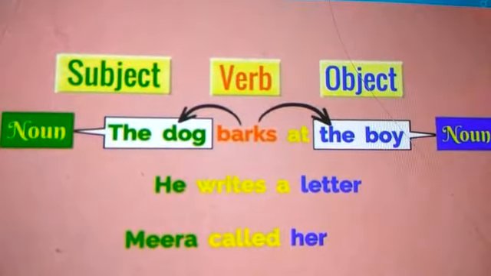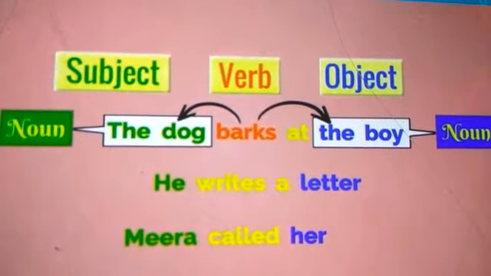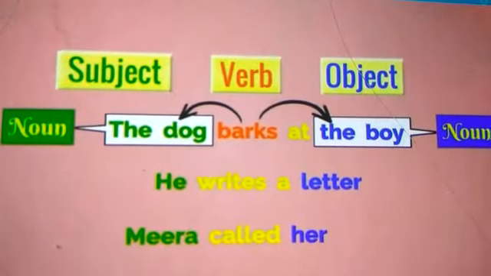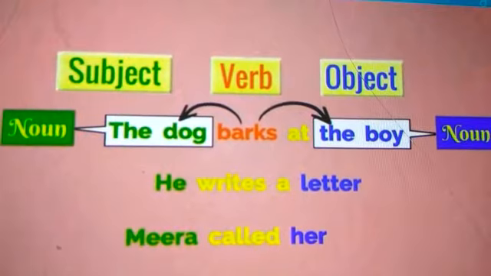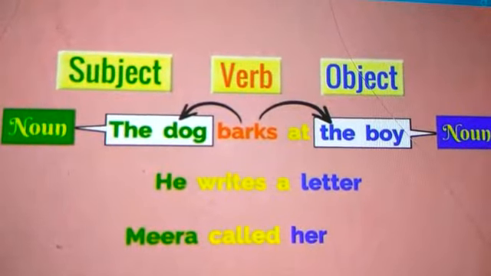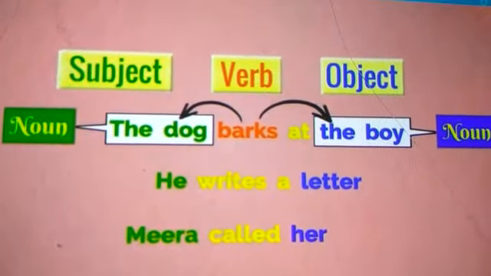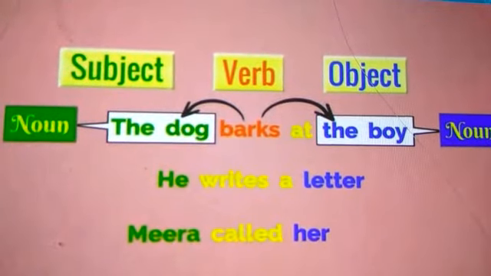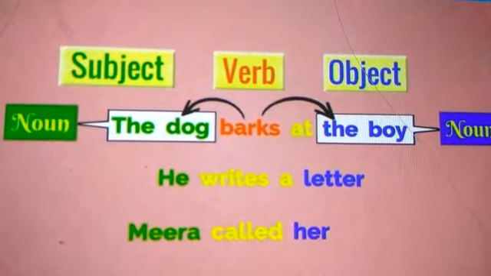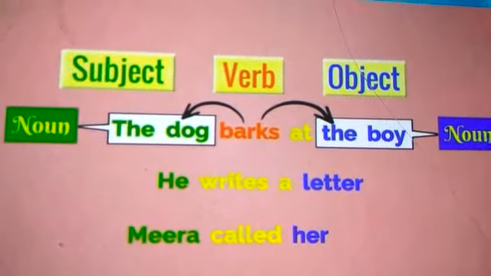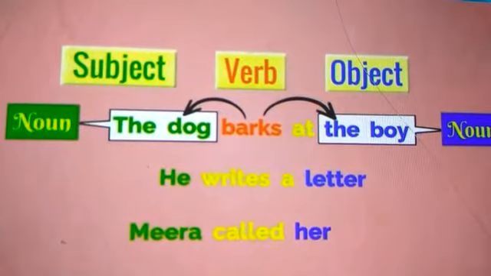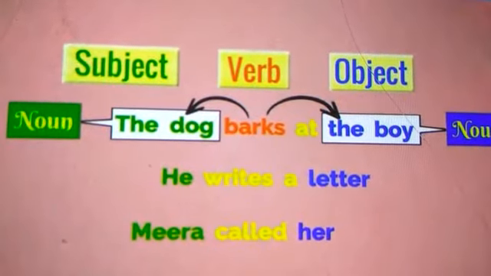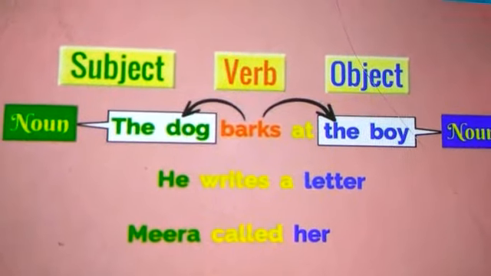Let's take another example. He writes a letter. Writes is a verb. Who writes? He. And what writes? Letter. So he will be the subject and letter will be the object. Meera called her. What is the action here? Called. Who called? Meera. Whom did she call? Her. So Meera is the subject and her is the object.